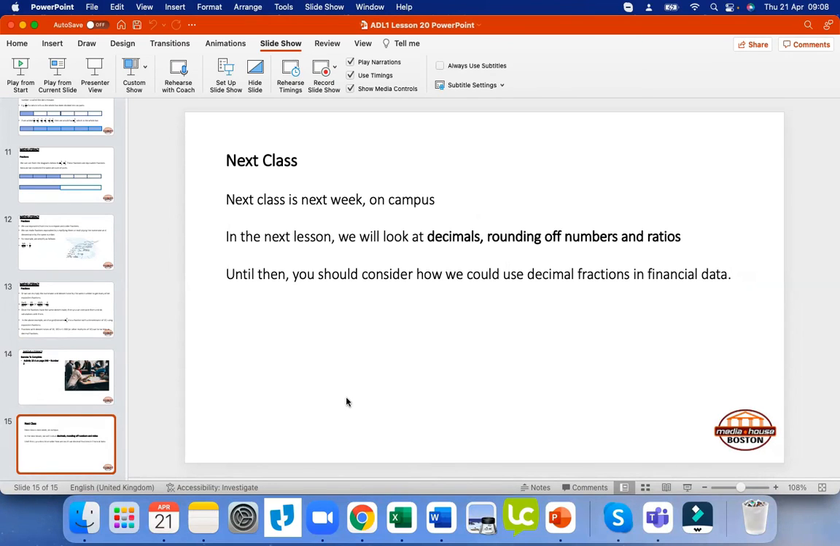Until then, you should consider how we could use decimal fractions in financial data.